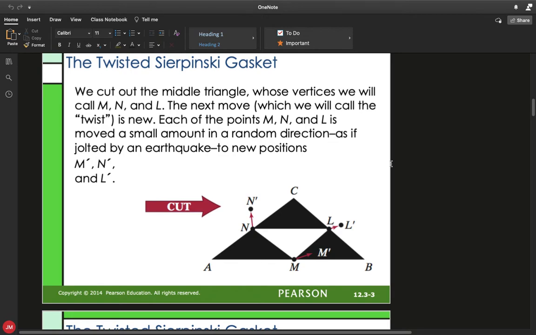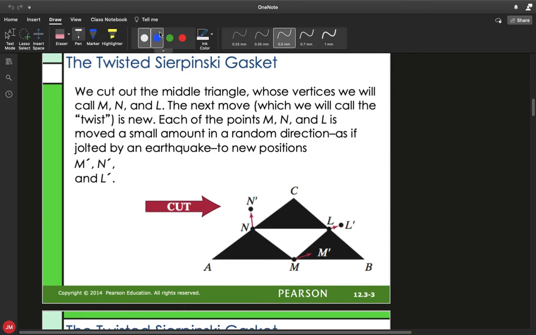The next move though is what's different, and we're going to call this the twist, which is that each of those midpoints, which you can see are labeled M, N, and L on this diagram. So again, I'll circle those for us. Here were the original midpoints, M, N, and L. They're going to be moved in a random direction and a random length in each of the cases. So N was moved to this new spot N prime, L was moved to this spot, L prime, and M was moved to this spot, M prime.